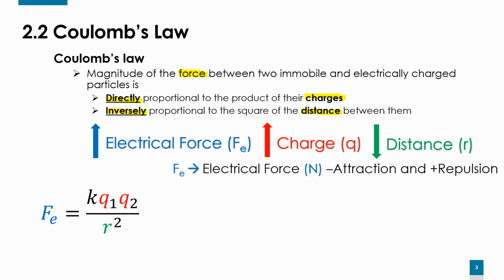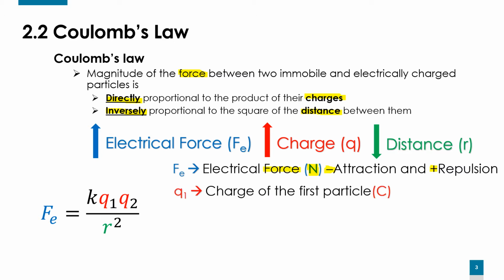So Fe is electrical force. How do we measure force? It's the same as we were studying before, by Newton. So force we measure in Newtons. And then there is a convention, okay? When we are doing the exercise, if the force is of attraction, if I'm dealing with two opposite charges, I need to put my force with a negative sign. And if it's repulsion, I need to put a positive sign, okay? This is just convention, okay?